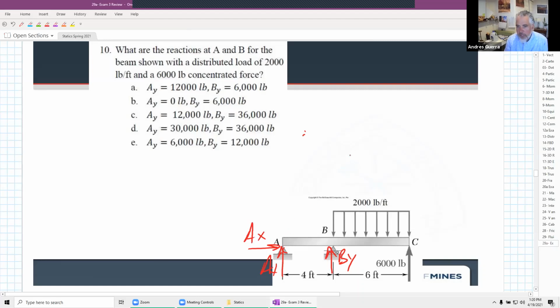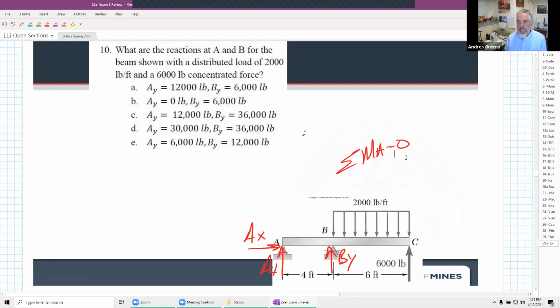And so this is just summing moments about A equal to 0 and finding BY, and then we can sum forces in the Y and we can find AY. This is just finding support reactions of a beam, which should be really like 99% of us, 100% of us should be getting this type of question correct.